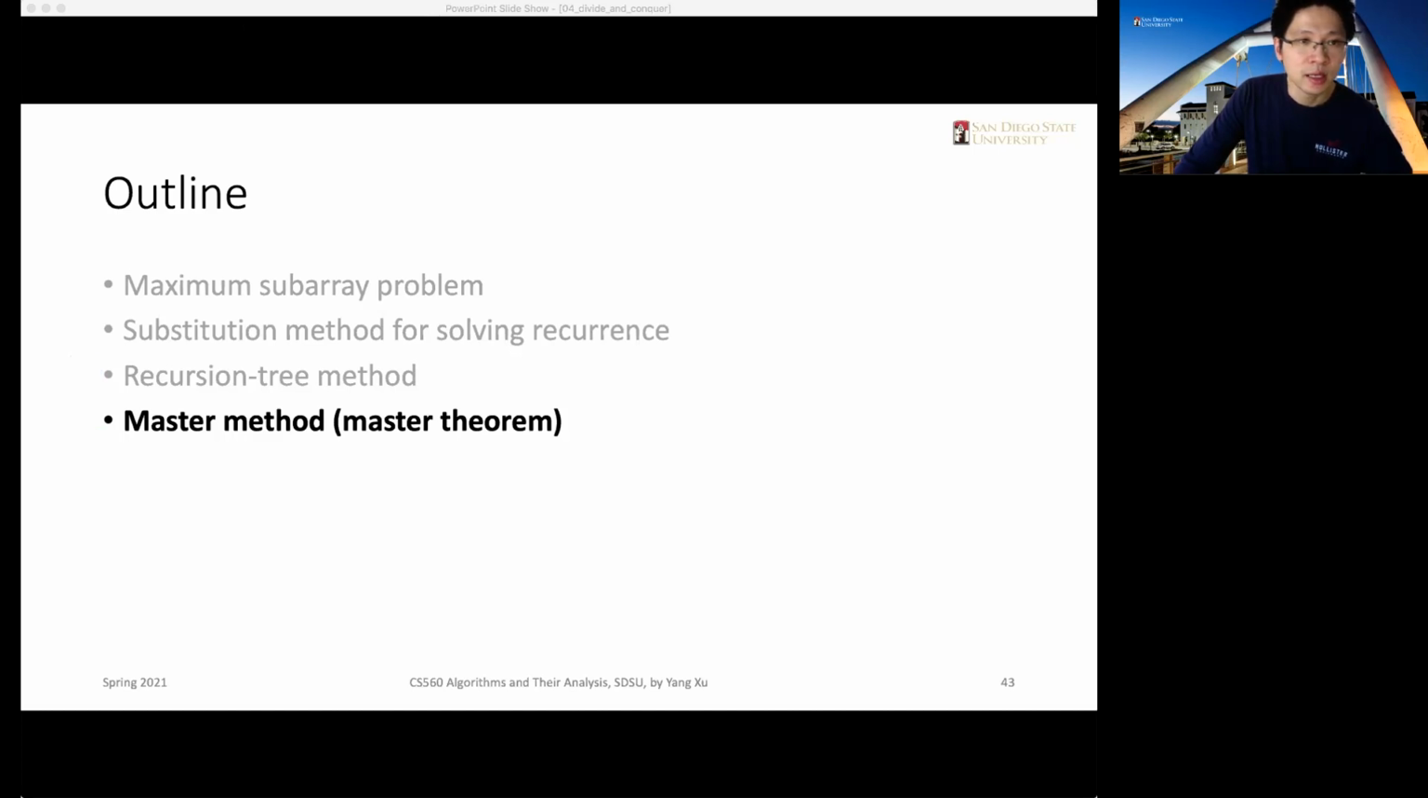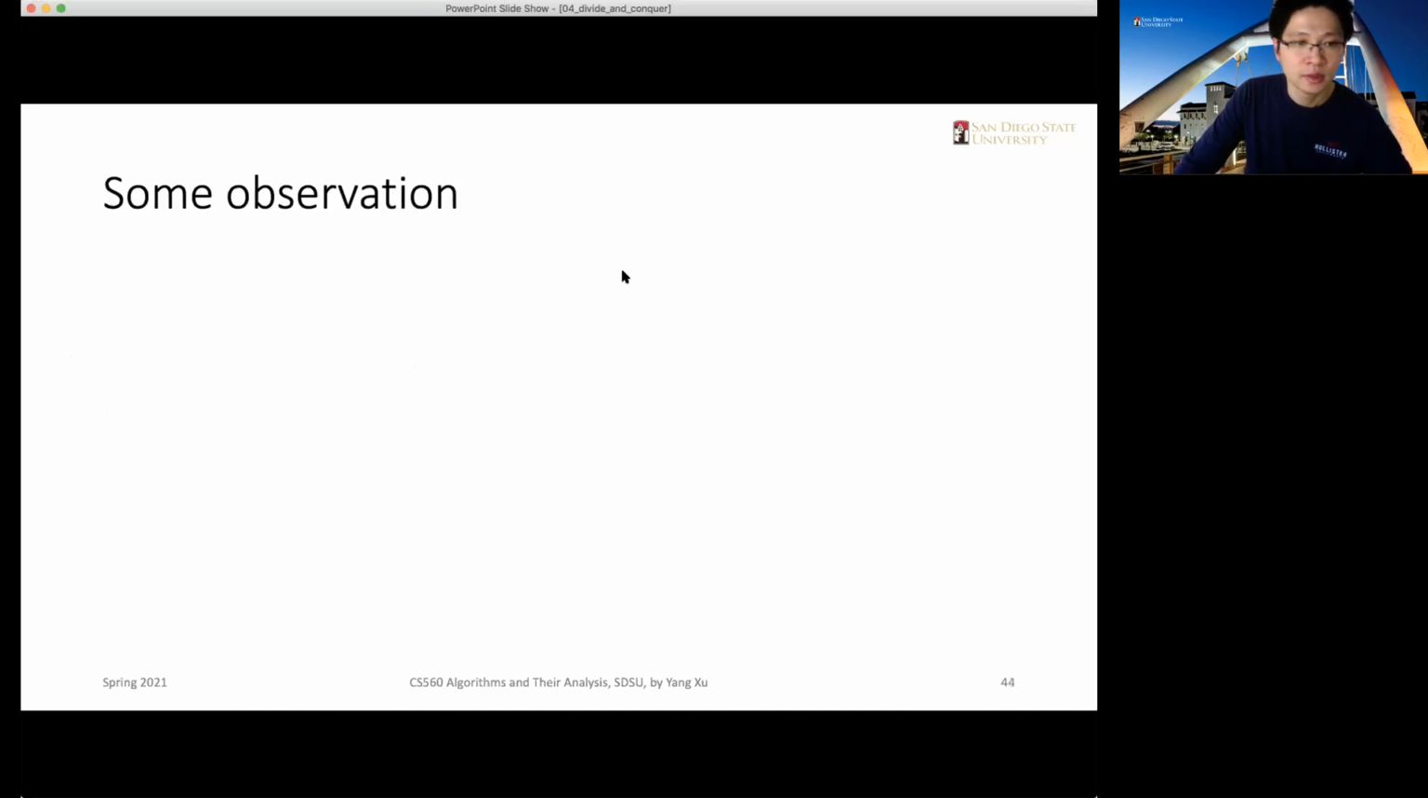Okay, let's look at the master method today. First of all, let's observe our previous conclusions. Last time, we worked on this recurrence: T(n) = 3T(n/4) + c n squared. Okay, I hope you still remember the meanings of these numbers.